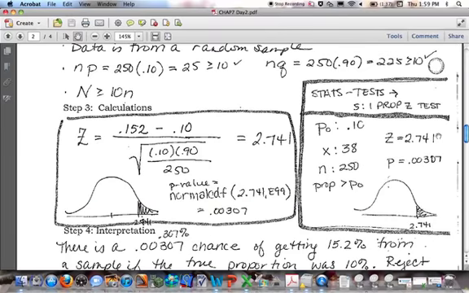So I can do this two ways. So my conditions have all been met, so I can do this by hand. So if I do it by hand, I get my p hat minus my p, and then divided by the square root.